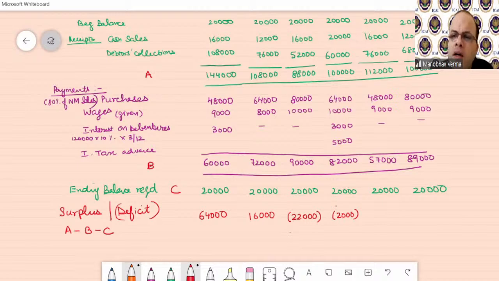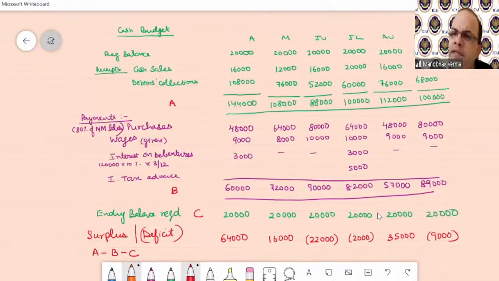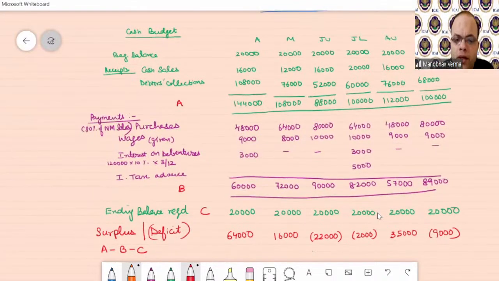And then we have a positive number of 35. And then again a shortfall of 9,000. Can anyone tell me what these positive numbers and negative numbers imply here? What does the positive and negative numbers imply? We are preparing a cash budget.